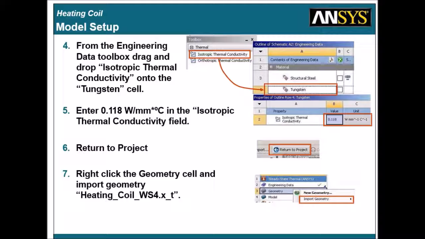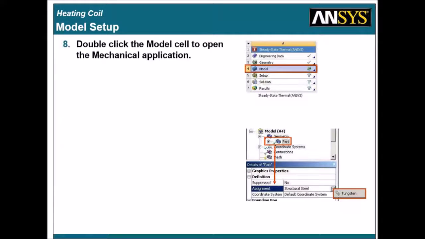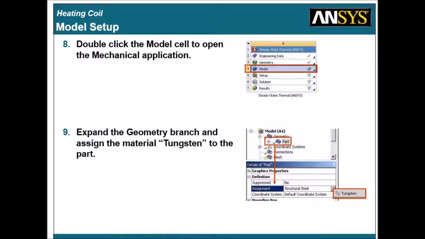Return to project, right-click the geometry cell and import geometry heating_coil_WS4.x_T. Double-click the model cell to open the Mechanical application. Expand the geometry branch and assign the material tungsten to the part.